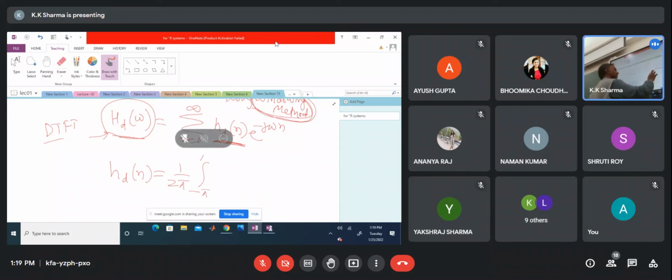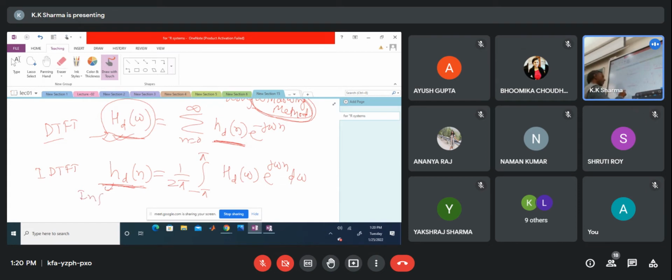Integral from minus pi to pi of H_d(omega) e to the power j omega n d omega. That is the definition of the inverse DTFT. So if I give you any H_d(omega), you can obtain h_d(n) using the inverse DTFT relation. But in general, this h_d(n) is of infinite duration, that we have already seen. In most of the cases, h_d(n) will be of infinite duration.